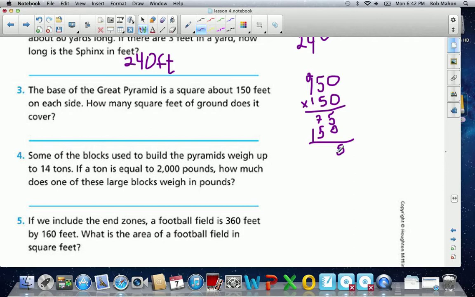5 plus 7, 12. Put my 2 down, carry my 1, 2, and then I need to go back because there are 2 zeros up above that I didn't use. These guys up here, I need to account for them. So I'm going to add those 2 zeros on. 0, 0.